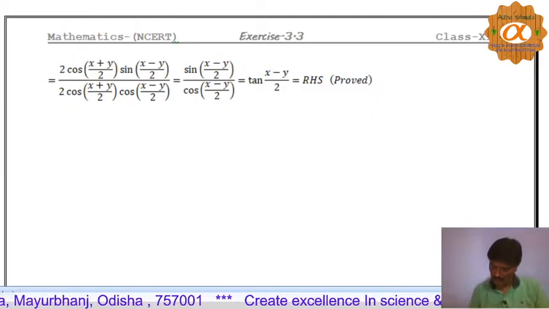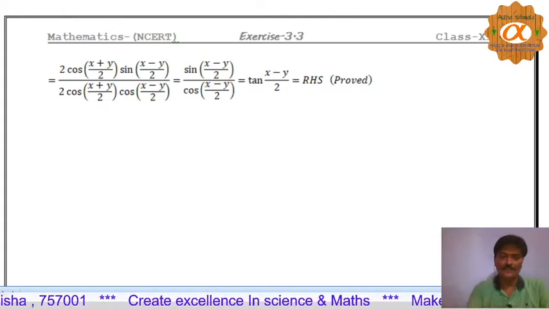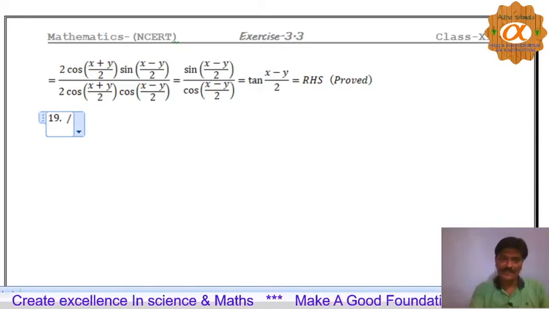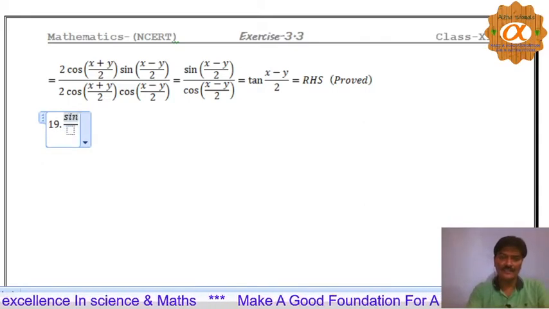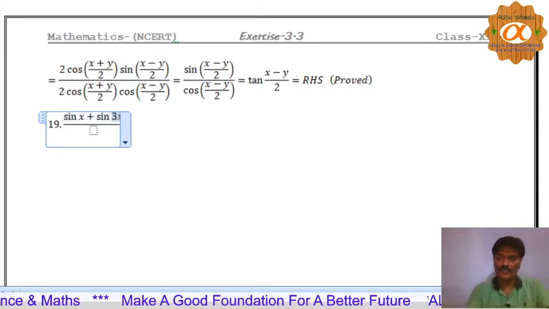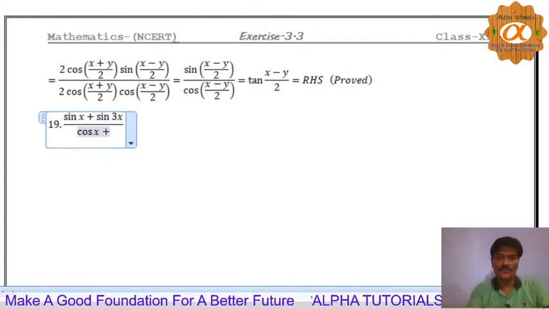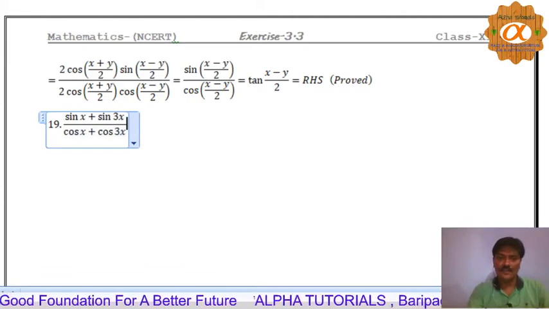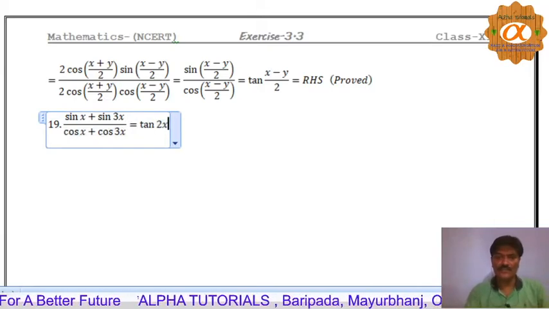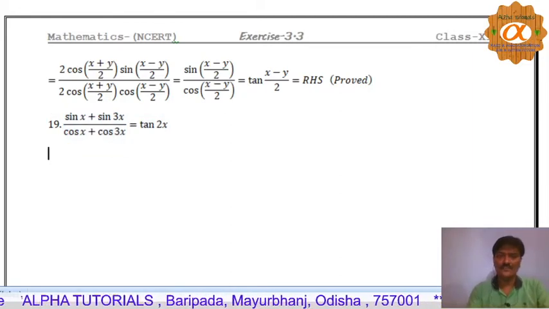Now we go to question number 19. Question number 19 is a similar question. Again, the numerator and denominator question. It is sin x plus sin 3x by cos x plus cos 3x, and that is equal to tan 2x. I am again taking the LHS. All questions are in the same pattern, so it is a very easy exercise.